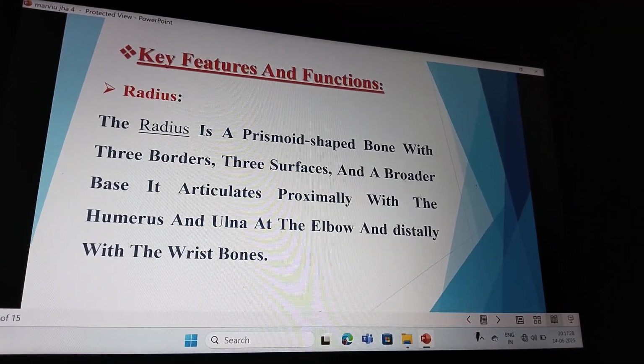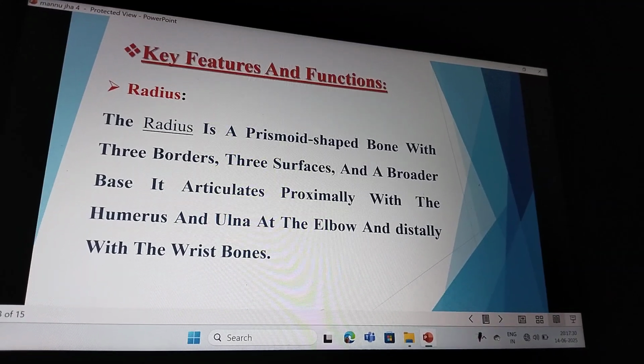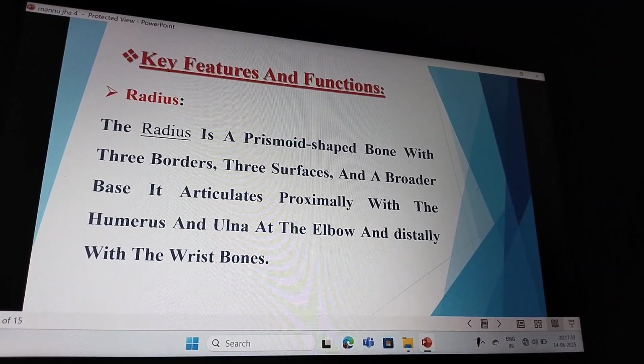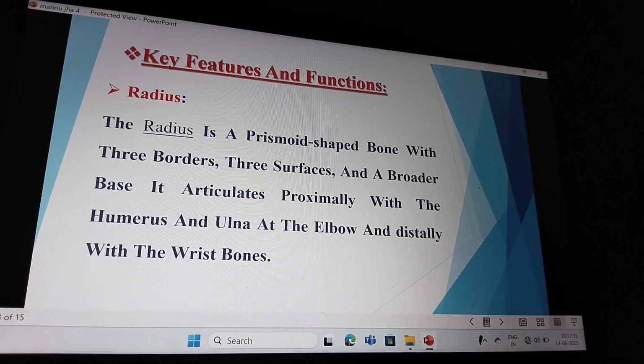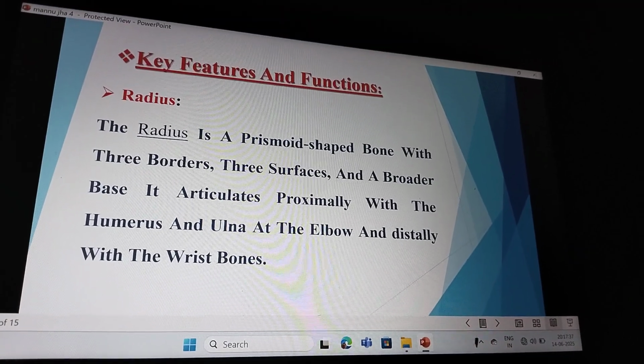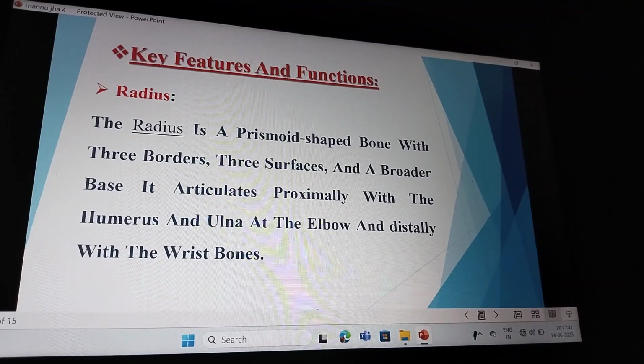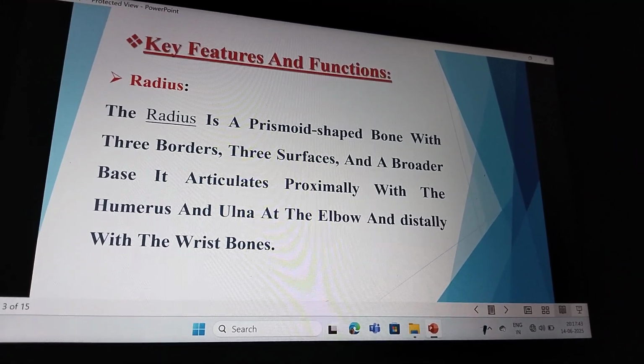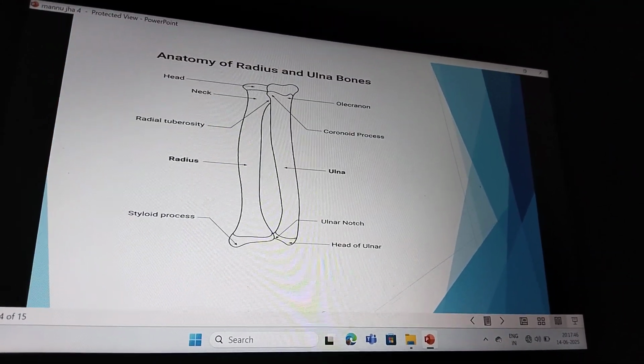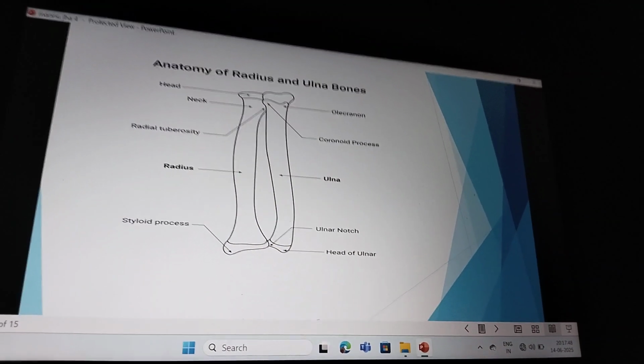The radius is a prism shaped bone with three borders and three surfaces. Its base is articular proximally with the humerus and ulna at the elbow, and distally with the wrist bones. This is the radius and ulna image.